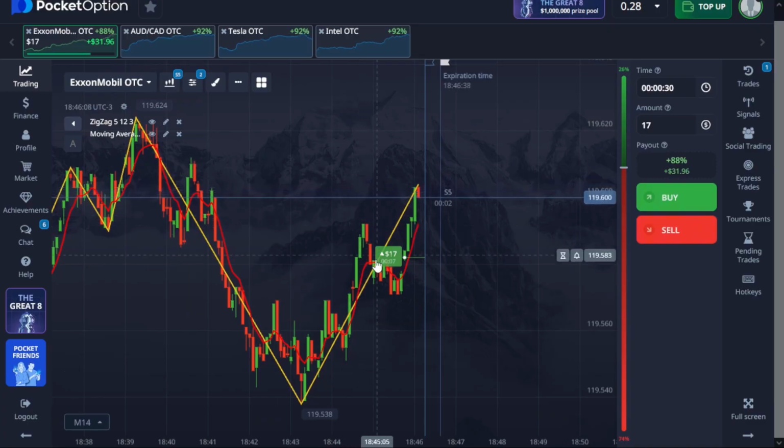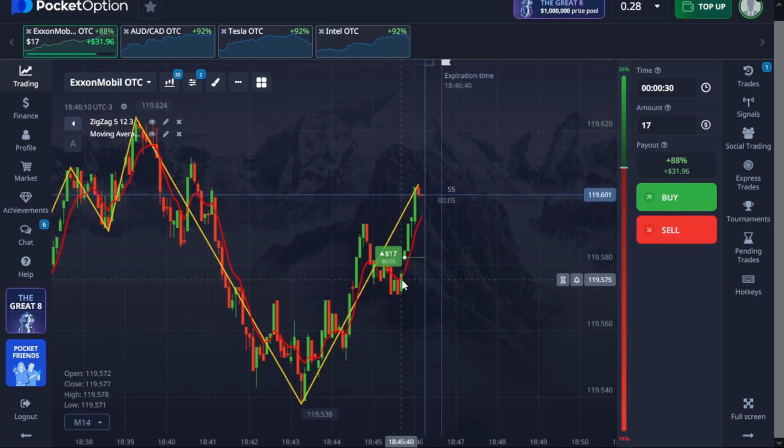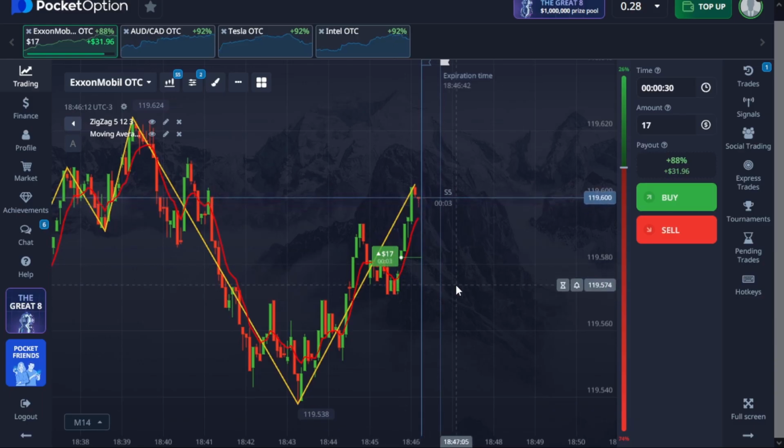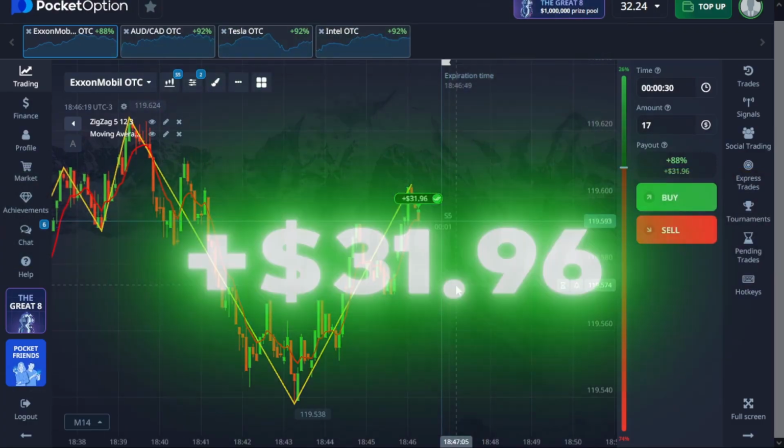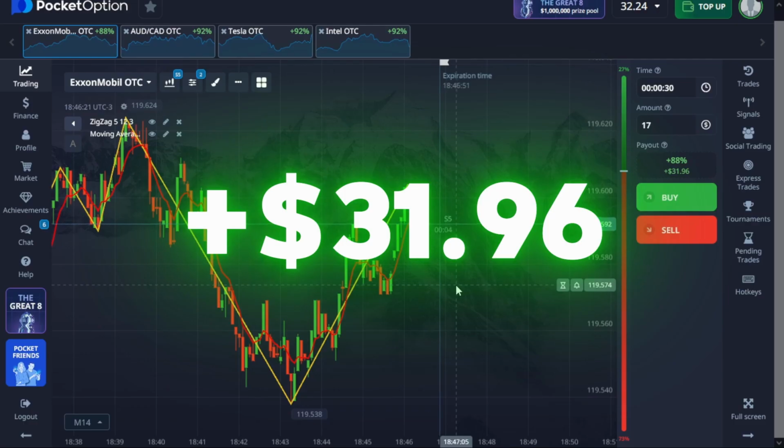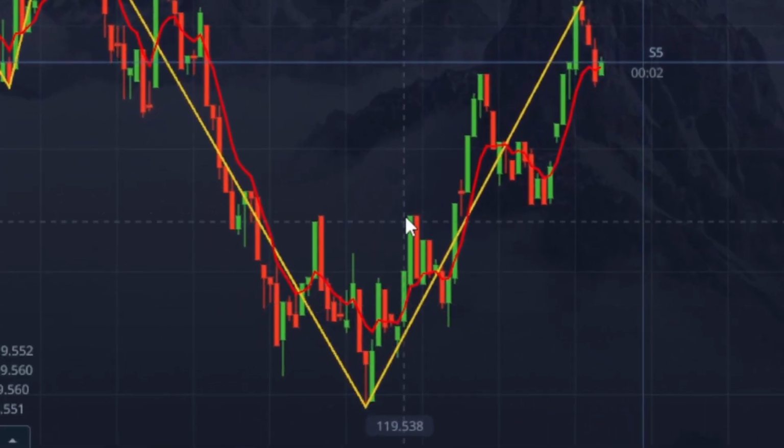Look at this. In this case, here's the break, yeah, but look, expected retracement, and I wait for it to break the average again. And look at this, guys. We win on that. Another win quickly. That's what I have to do. Almost $32.